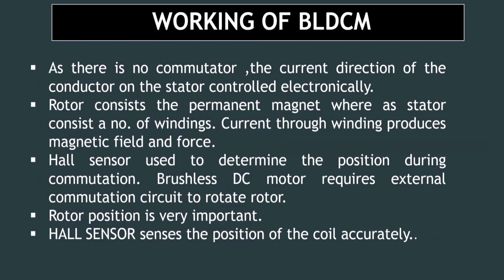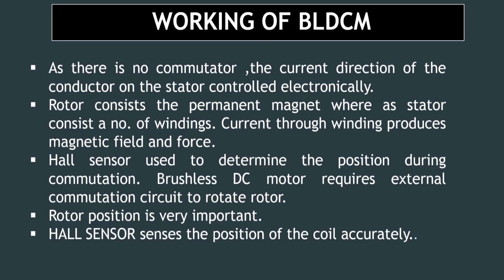So the rotor consists of the permanent magnet, whereas the stator has a number of windings, it can be lap, it can be wave. But this current through the winding produces magnetic field and force. So as there is no commutator, the current through the conductor depends on the stator and can be controlled electronically.